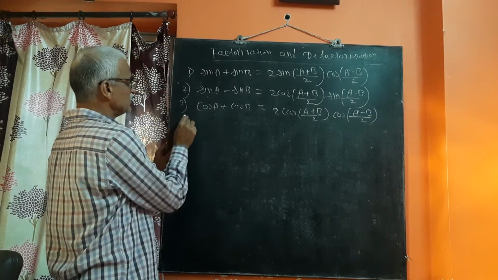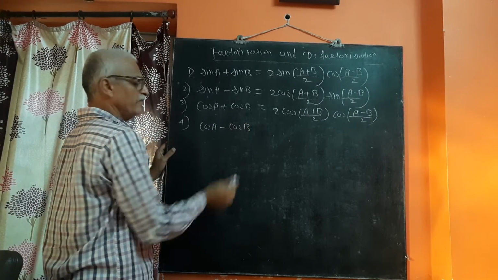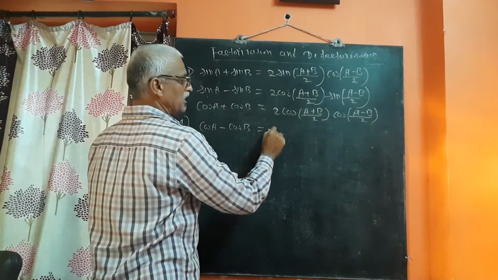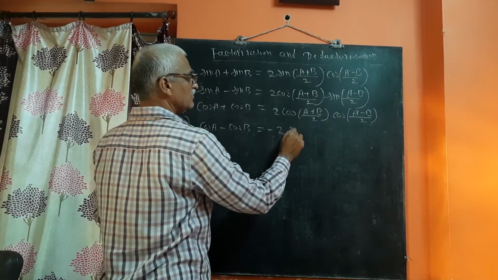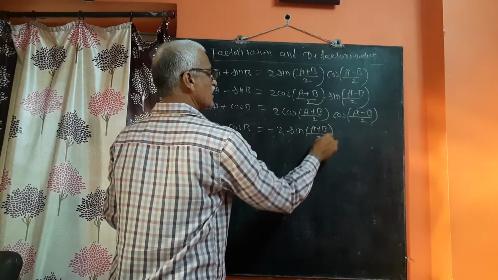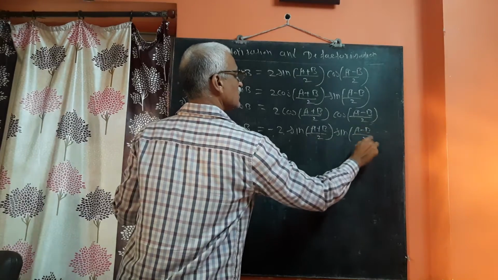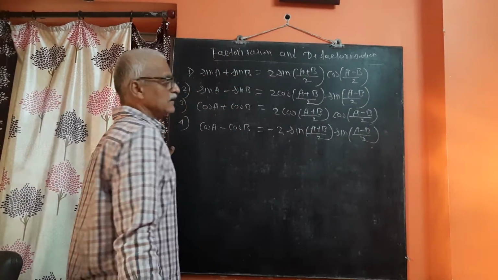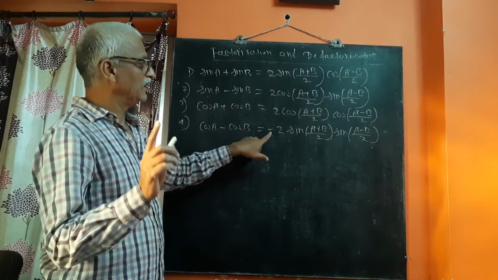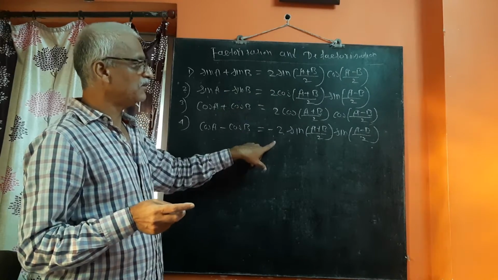Then the fourth one is cos A minus cos B. The subtraction of 2 cos is the negative multiplication of 2 sin, that is sin of (A plus B) by 2 into sin of (A minus B) by 2. What is the difference in the 4 formulas? On the right-hand side there is only one difference. The fourth one is negative, the remaining are positive.